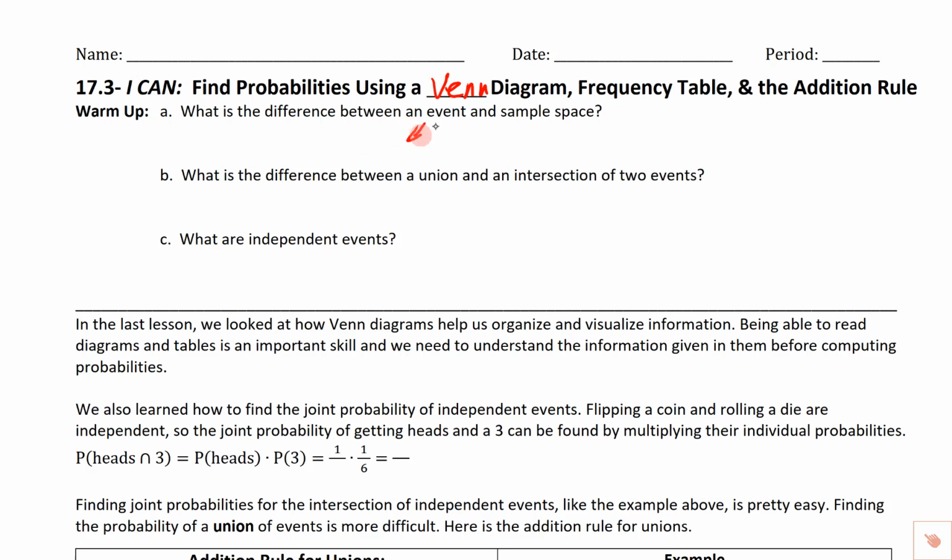Excellent. So we're going to say for an event, it's one specific outcome. Now, that outcome can have more than one thing in it, but we describe the one thing that we want to have happen. And what did you say for sample space? All of the things. All of the outcomes. All outcomes that are possible. Okay? All outcomes together.